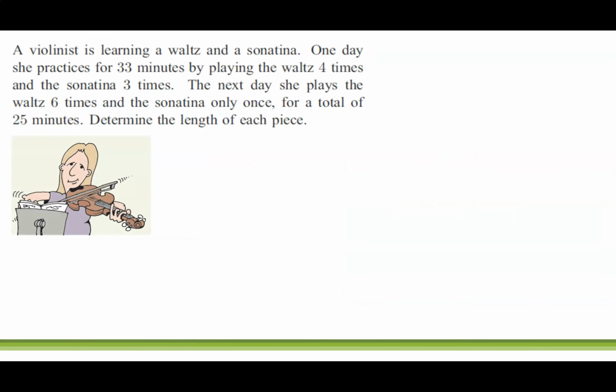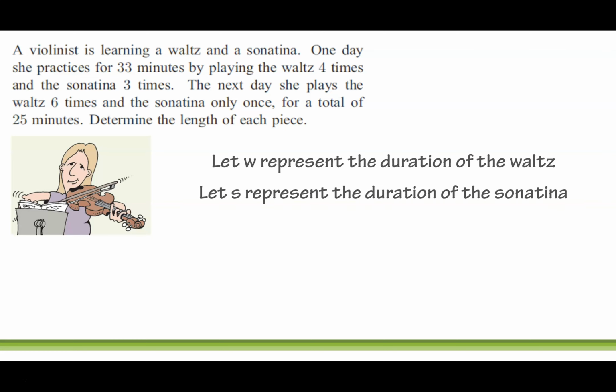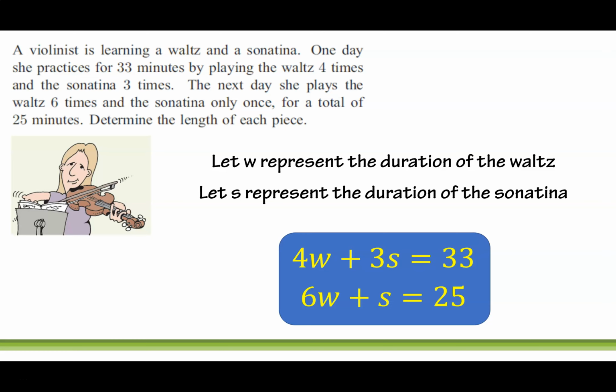Okay, another one here. A violinist is learning a waltz and a sonatina. Is that a word? Anyway, one day she practices for 33 minutes overall by playing the waltz 4 times and the sonatina 3 times. The next day she plays the waltz 6 times and the sonatina only once for a total of 25 minutes. Once again, it's hard to make a picture of this, but I think we can sensibly let the duration of the waltz be W and the duration of the sonatina be S. And that turns into these 2 equations here.